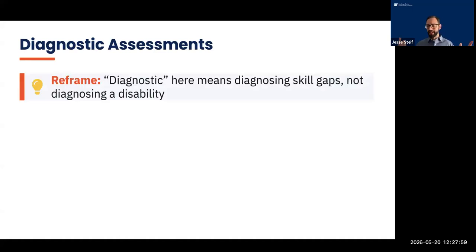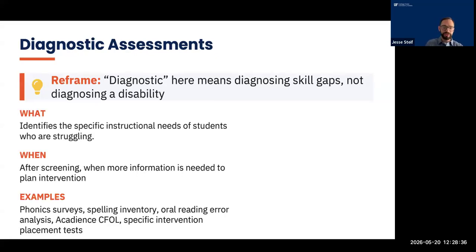And the first thing here, to set some context, when we use the term diagnostic, we're not talking about diagnosing a disability like a specific learning disability or dyslexia or something like that. When we think about a medical diagnostic test, like a blood test, it says, yes, you have the blood markers for this disability, or you don't have the blood markers for this disability. That's not what we're talking about here with diagnostic assessments. We are diagnosing skill gaps or specific skills that students have or do not have, that may need instruction.